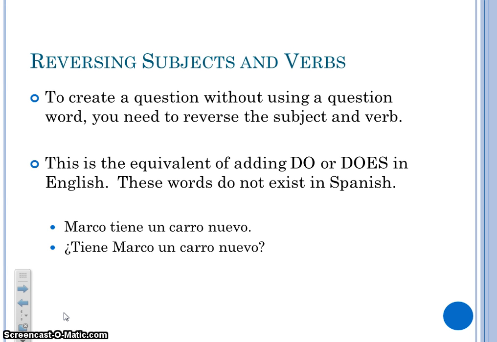So for example, Marco tiene un carro nuevo is a sentence that means Marco has a new car. If I swap the subject and the verb, then I have the question, ¿Tiene Marco un carro nuevo? Does Marco have a new car? This is why that upside down question mark is so important in Spanish, because it reminds us that a question is coming even though we don't have a question word to signal it.